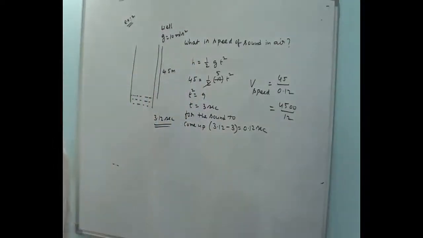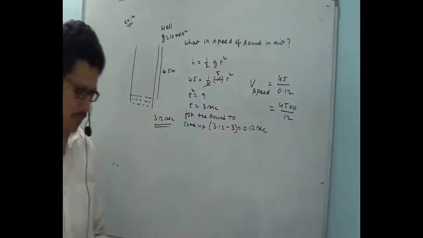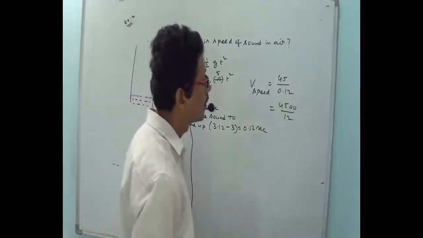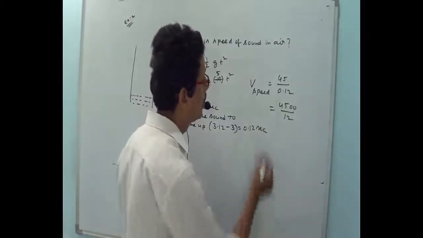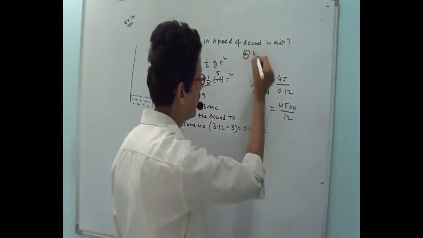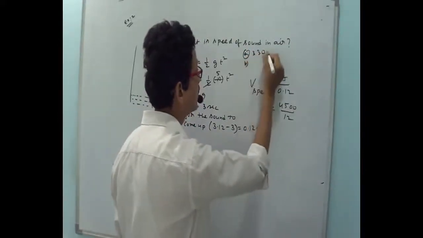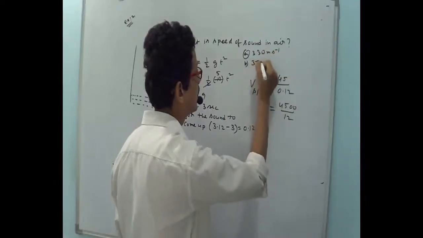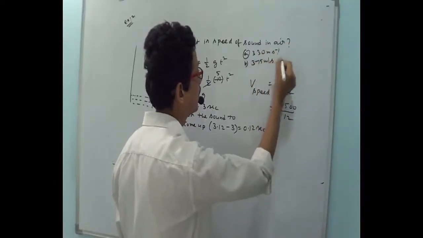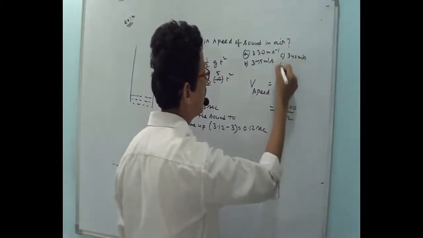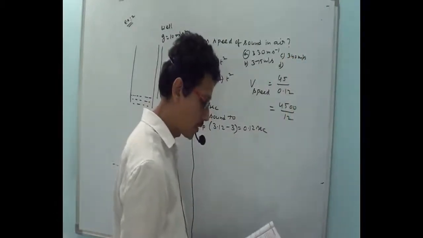So our options are 330, 375 meters per second, and then 340 meters per second, and D option is 346.